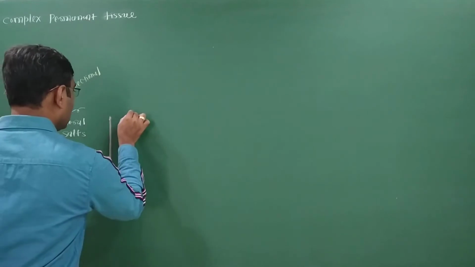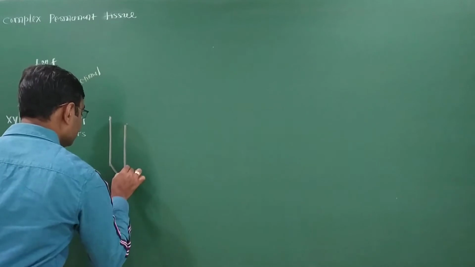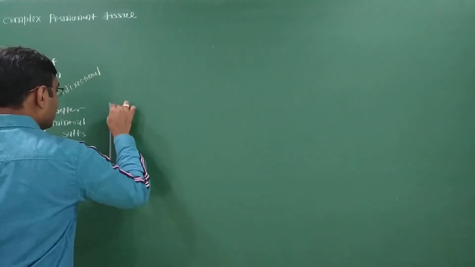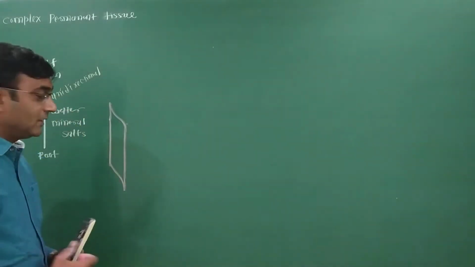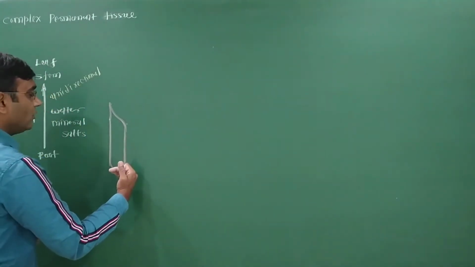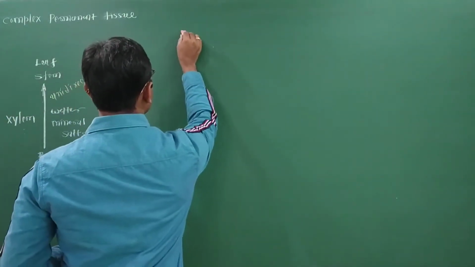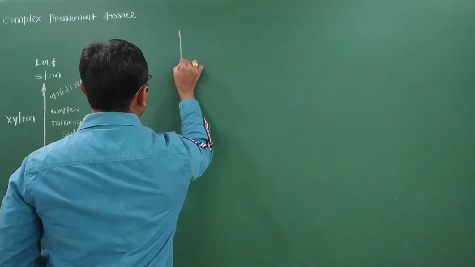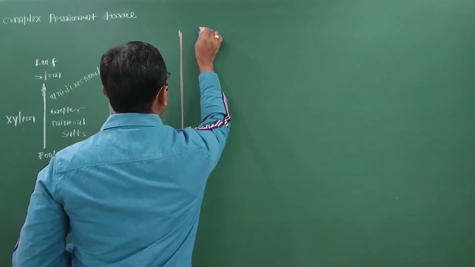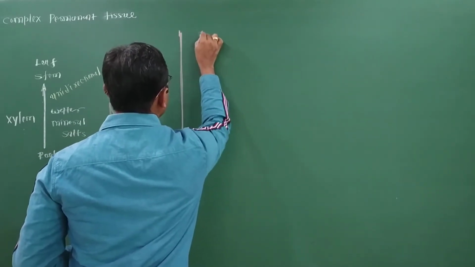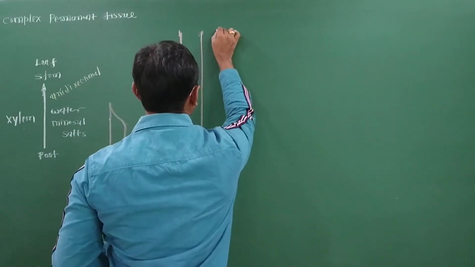This structure is one of the trachea, which is a cylindrical, narrow structure, and the end is tapering. These unicellular trachea are arranged one above another. Here we are drawing one row of trachea. This is one row of trachea. Next, we draw the second row of trachea.